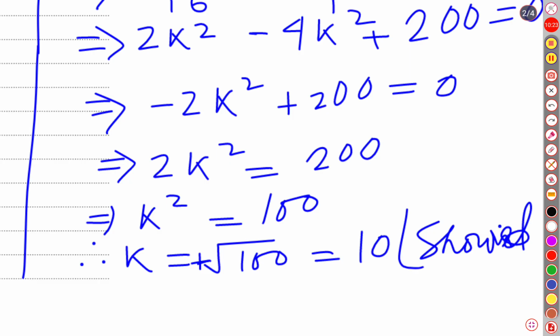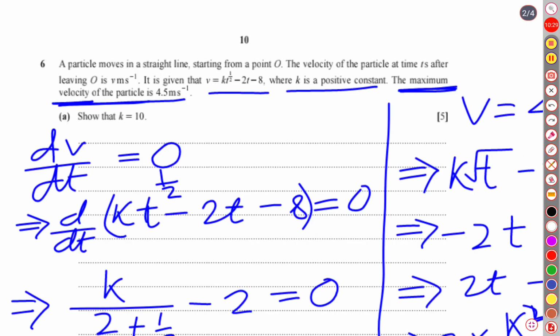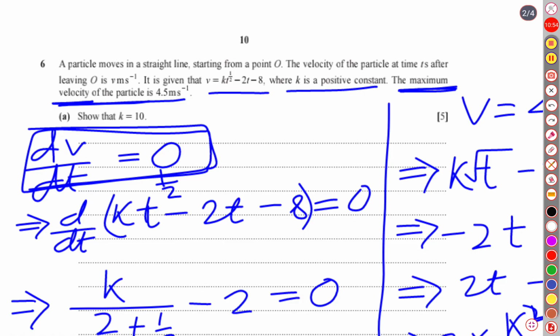So what is the concept we have applied here? For solving this question, there are two concepts. One is a physics concept: whenever velocity is maximum, then acceleration is zero. And we know acceleration is the derivative of velocity. That's why we have written over here that it is equal to zero. This is a very crucial concept to be memorized: whenever maximum or minimum velocity is mentioned, that means acceleration or derivative will be zero.